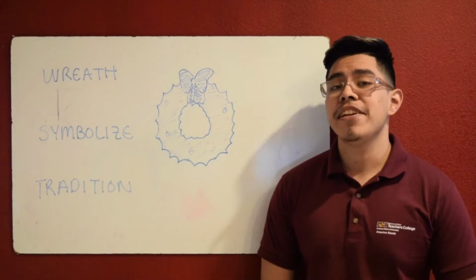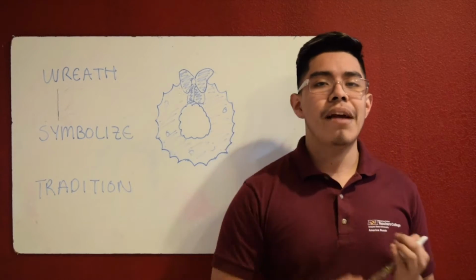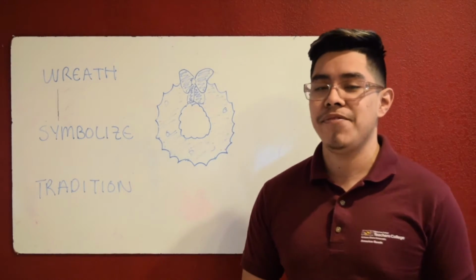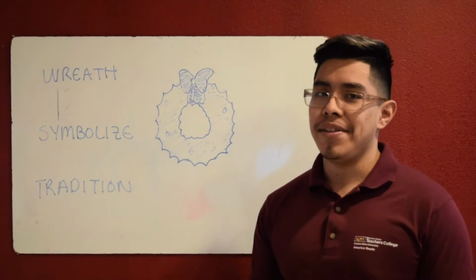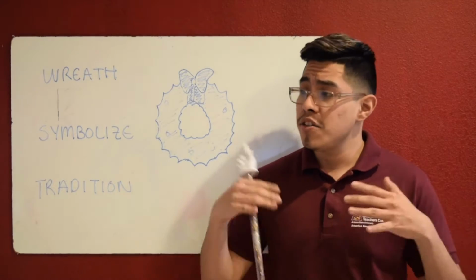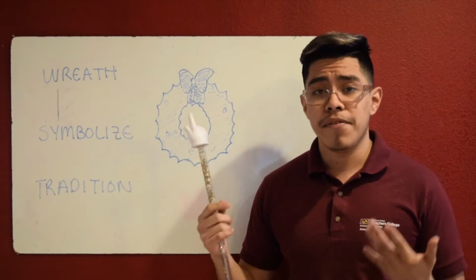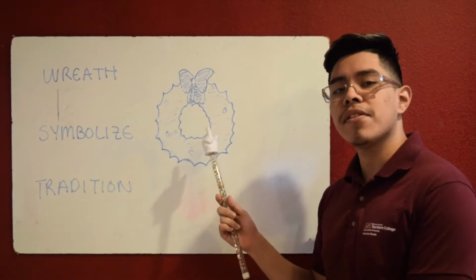Now, in today's video, we're going to learn about the wreath. So, let's talk about the 3 vocabulary terms that you guys are going to learn in this video. So, first off, wreath. What is a wreath? Well, it is something twisted or woven into a circular design. So for example, there are wreaths of flowers, or even this as an example of what a wreath looks like.